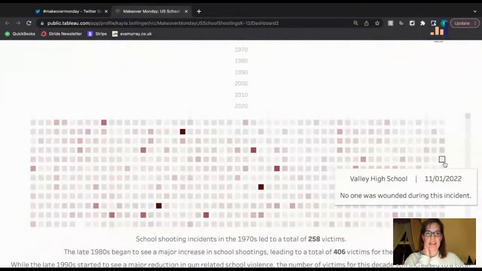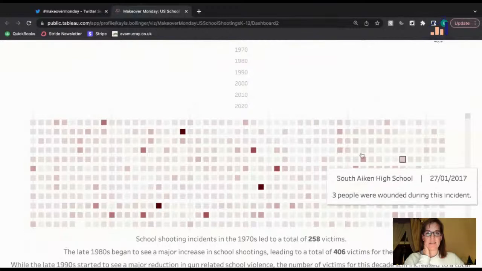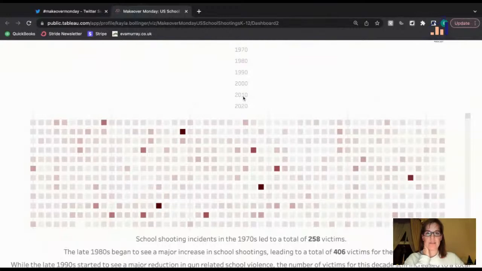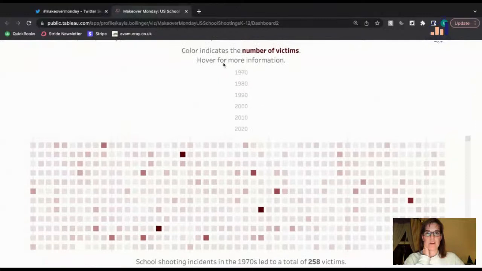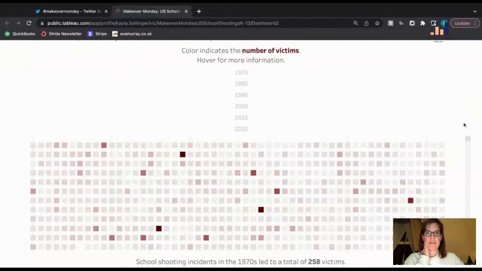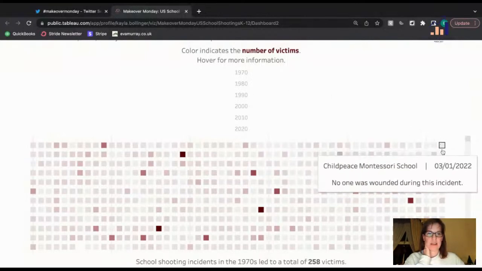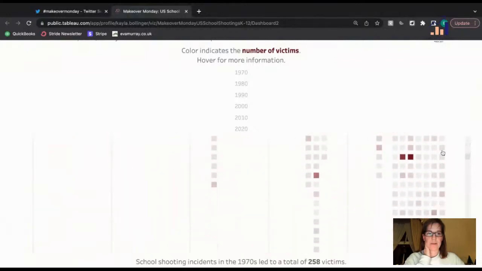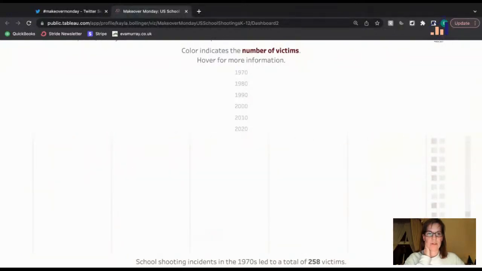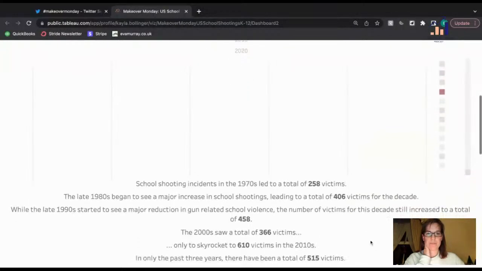I don't quite understand. So, okay, every column is a year. It says hover for more information, but I can't. I don't know if this must be a Tableau Public issue, but I can't hover over the numbers, but there are lines for the decades, and I can hover here. So it looks like 2022 has the longest column of incidents.